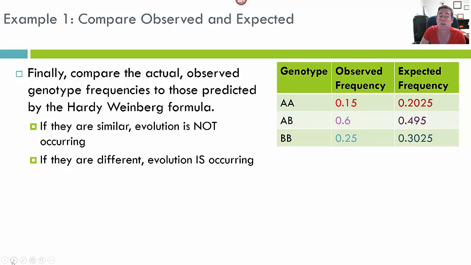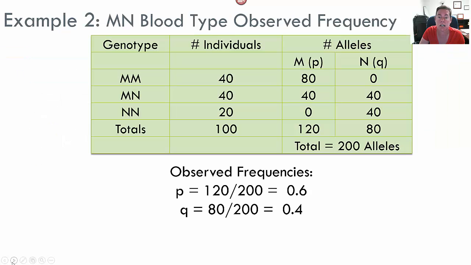Okay, so we can tentatively say evolution is occurring, but we actually need to test statistically whether those differences are of a statistically different nature. How different is it? But for now, we're just going to accept that they are in fact different.